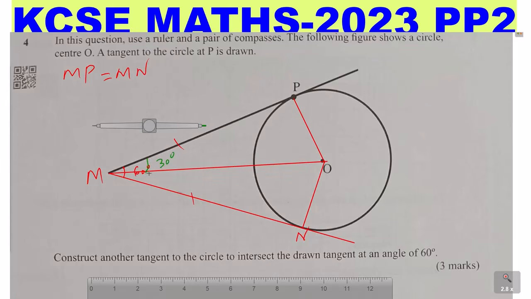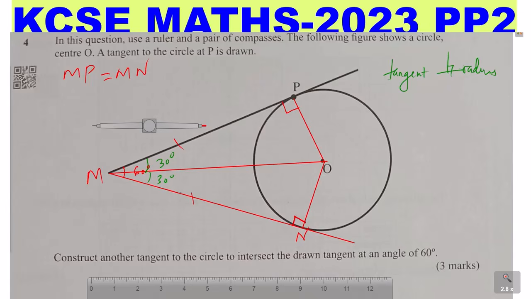That line to the center will bisect this angle 60 degrees, and you will have 30, 30. Another important property that is going to help you is the tangent radius property. Remember, the tangent is perpendicular to the radius. So this angle here is 90 degrees, and this one is also 90 degrees. This point where the tangent and the radius are meeting should be a right angle.